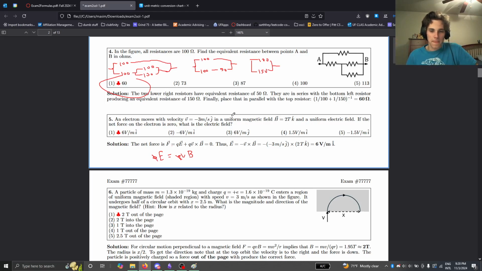Guys, it's 6. So let's talk about the actual magnitudes here. So let me draw a little graph here. I, J, K. So the electric field is headed.